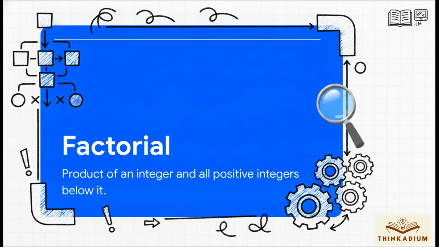But what actually is a factorial? Just by simple mathematical definition, a factorial is the product of an integer and all the positive integers below it. In math, it's represented by an exclamation mark. So 5 followed by an exclamation mark literally just means 5 factorial. And that simply translates to 5 times 4 times 3 times 2 times 1, which of course equals 120.